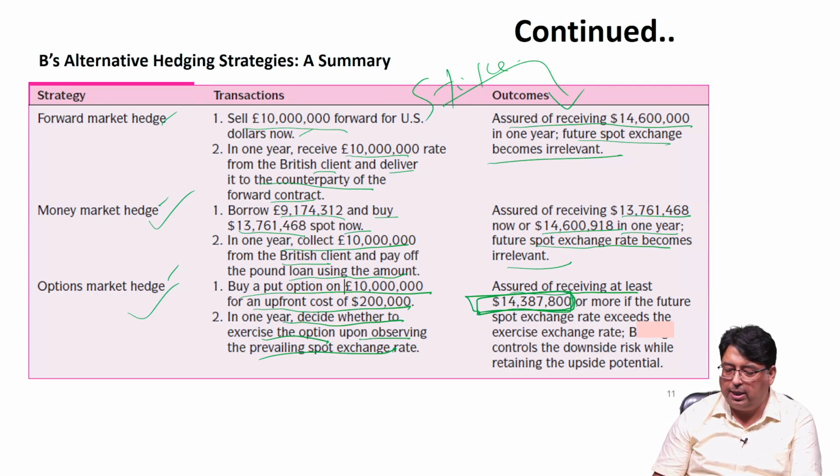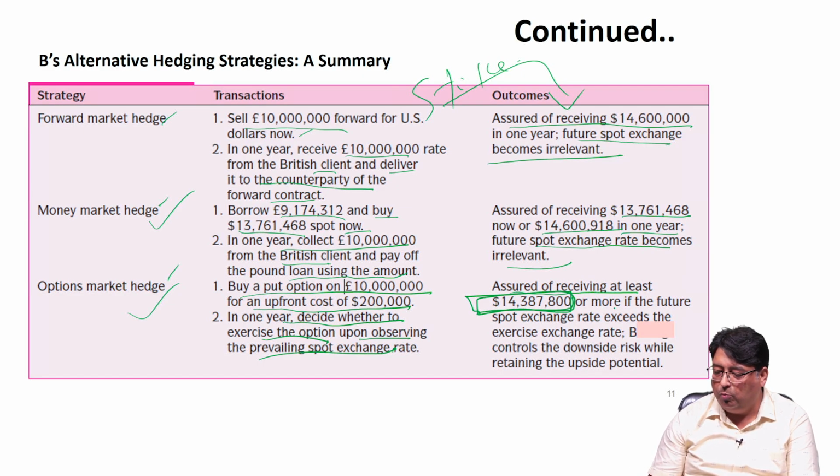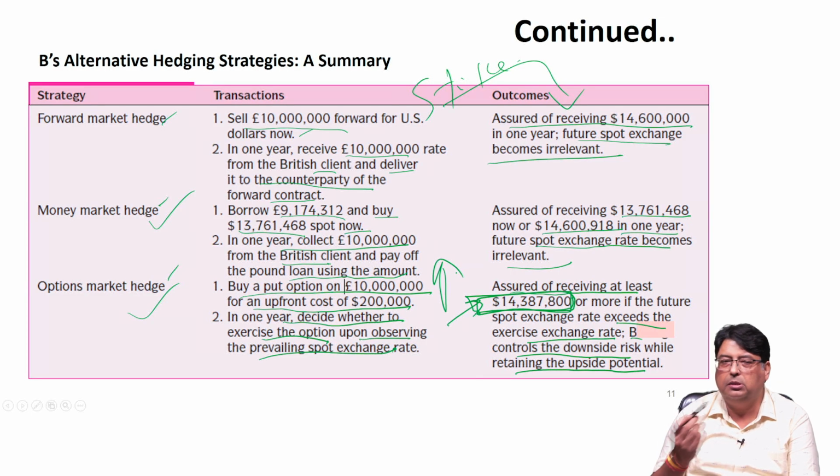The options strike price is 1.46 less the premium, that is 2 lakh dollars plus the time value of money. So, more if the future spot rate exceeds the exercise exchange rate. Boeing controls the downside risk while retaining the upside potential. So, this will be the minimum price, but the upside potential is all sky.